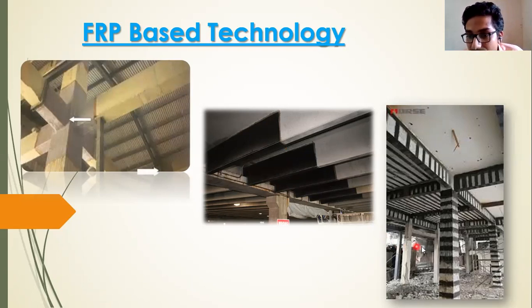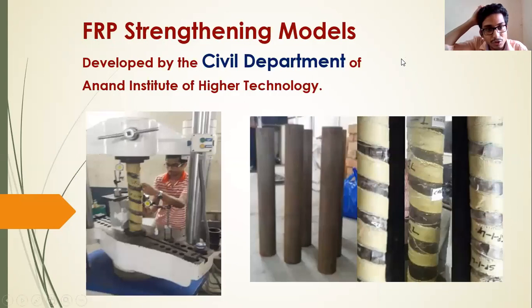So in the third picture, you can see that both flexural and compression retrofitting, or that strengthening, has been done by using carbon fiber laminates. Okay, so now the Department of Civil Engineering of Anand Institute of Higher Technology also developed some strengthening models by using aramid and carbon fiber.